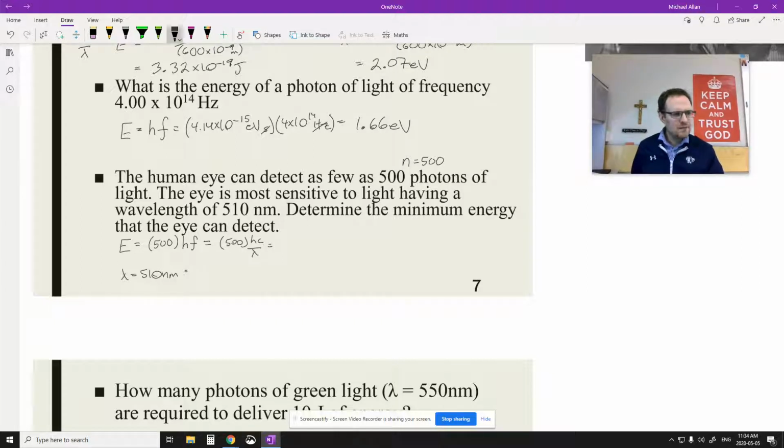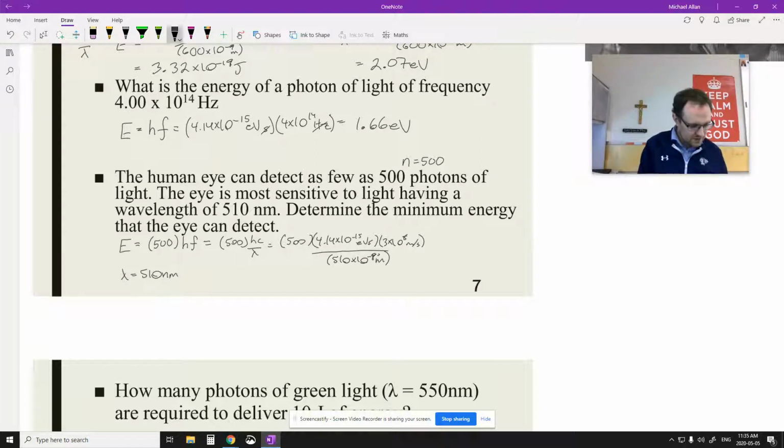I'm going to leave this in electron volts because that's a nicer number to communicate here. It's probably going to end up being nicer than the joule version. So I'm just going to put all my numbers in. 500 photons times the 4.14 times 10 to the negative 15 electron volt seconds times the speed of light, divided by 510 times 10 to the negative 9 meters. Sorry. Okay. Let me just type all this in my calculator. It's a lot of typing in calculators here.